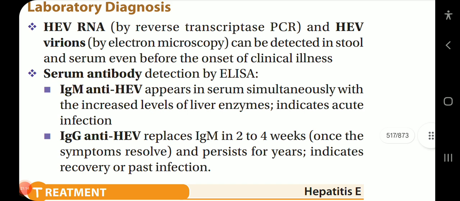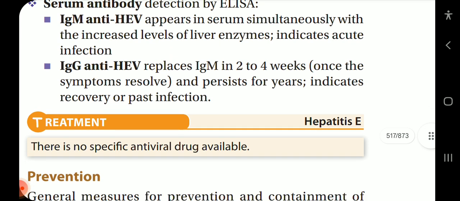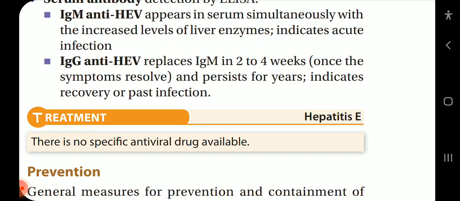HEV RNA by reverse transcriptase PCR and HEV virions by electron microscopy can be detected in stool and serum even before the onset of clinical illness. Serum antibody detection by ELISA. IgM anti-HEV appears in the serum simultaneously with the increased levels of liver enzymes and indicates acute infection. IgG anti-HEV replaces IgM in 2 to 4 weeks once the symptoms resolve and persists for years, indicating recovery or past infection.